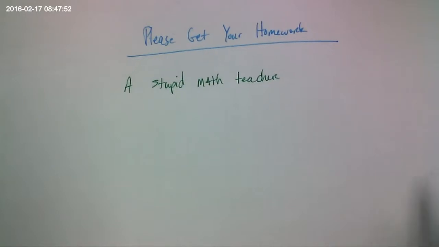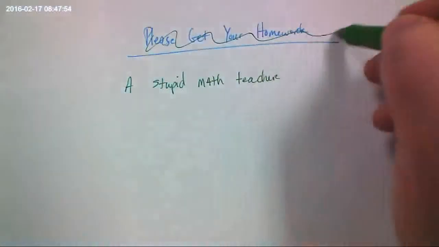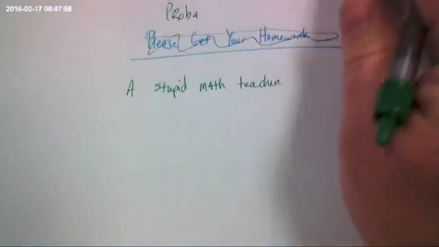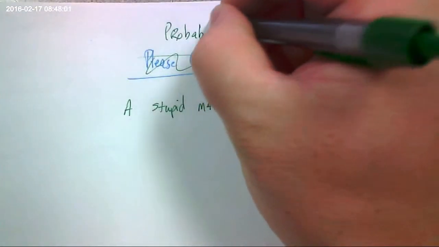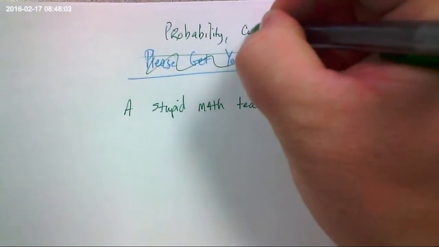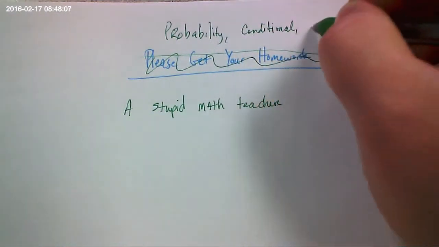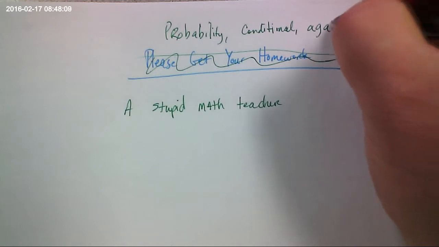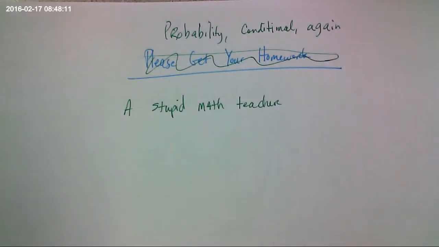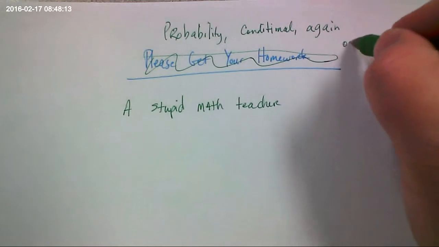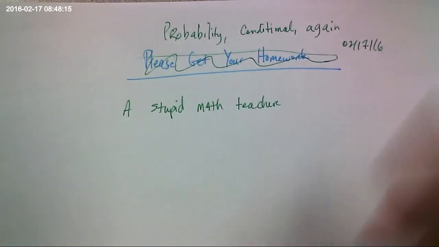So, here's what we're going to do today. We're going to do conditional probability. Again. And what's the date? Oh yeah, the 17th. Okay.